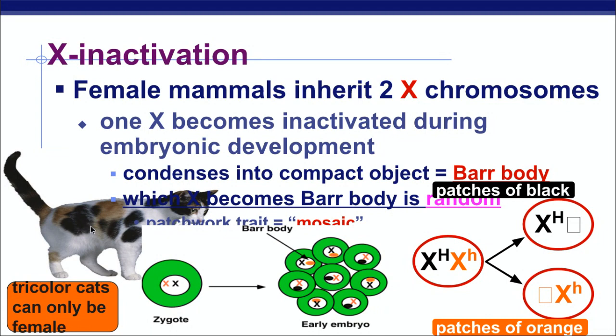Calico cats can only be female. The reason is that in this black patch right here, the brown fur, or I guess I should say orange fur, is inactivated. That's the X chromosome that's inactivated, the one with the orange allele. In the orange fur, it's the X chromosome carrying the black allele that is inactivated, and that becomes a bar body. And so depending on which one is inactivated, it's going to affect which fur color is actually displayed.